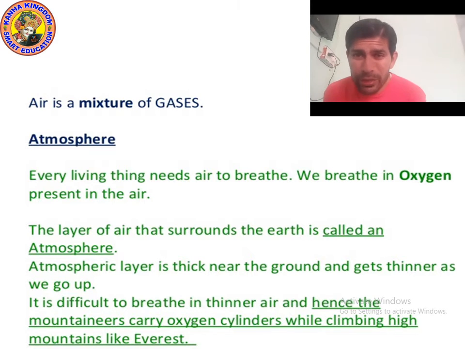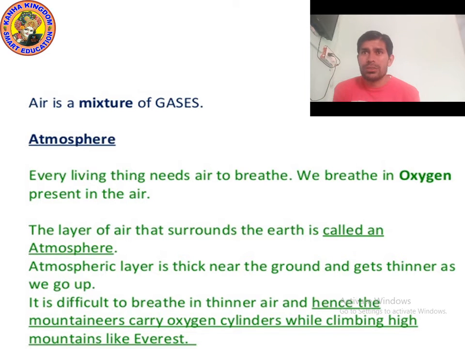That's why water vapor is also present in the air. So when the water vapor increases in the air, we say that humidity has increased. And in air, nitrogen gas is found in large quantity, abundant.